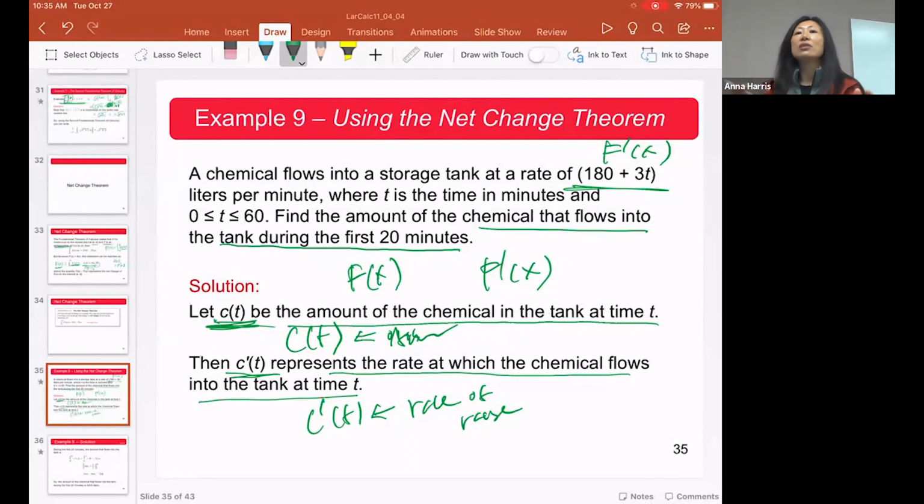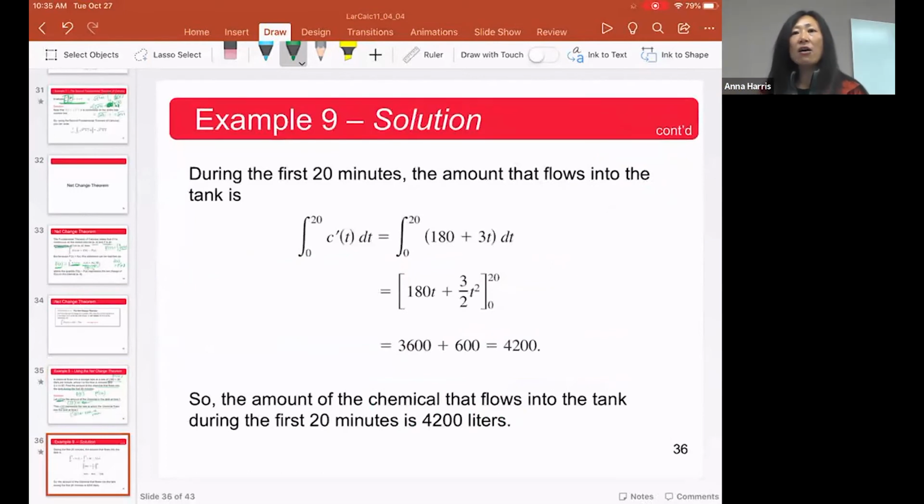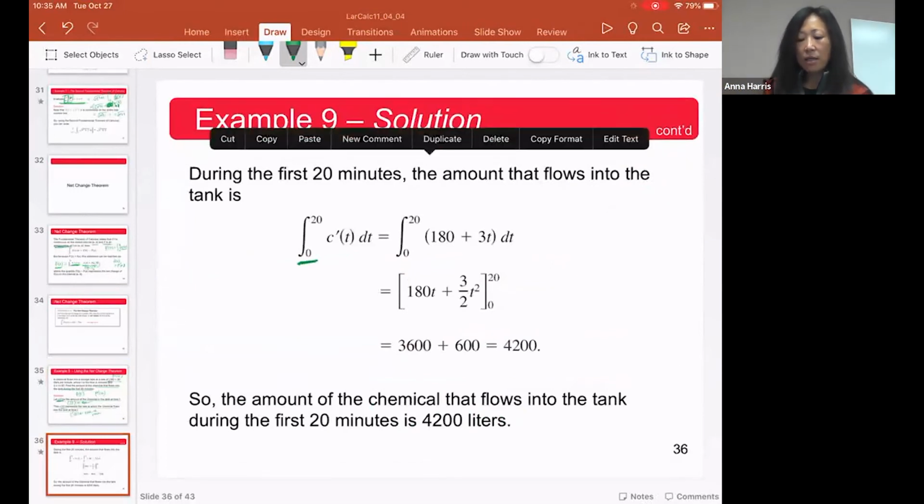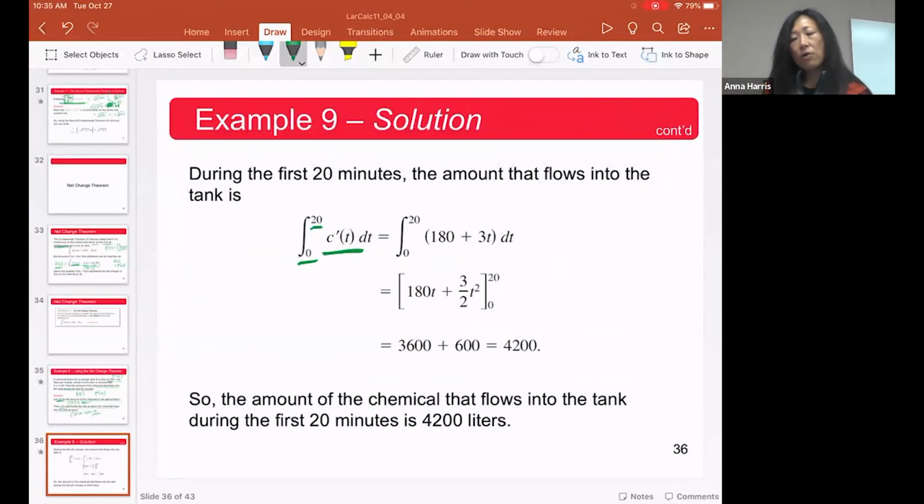But now I'm not interested in the entire 1 hour, I only want to know up to 20 minutes. So find the amount of chemical that flows into the tank during the first 20 minutes. So now my lower limit is 0. My upper limit is 20. The rate at which the chemical flows in is 180 plus 3t. So you simply take the antiderivative of that, and you get 180t plus 3t squared over 2. And you're going to evaluate it between 0 and 20.